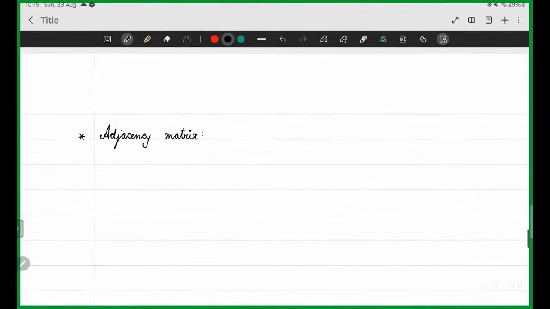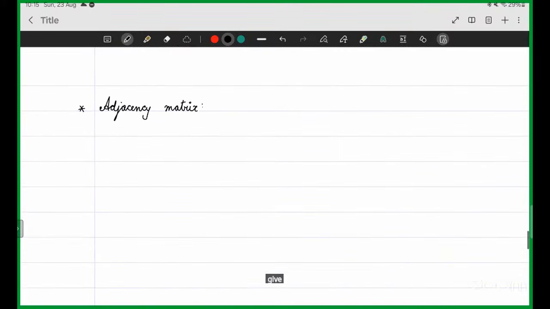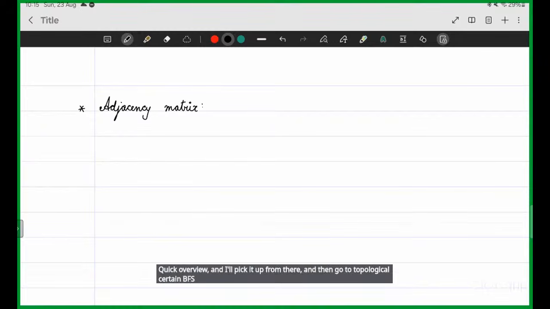All right. So then we'll stop with the adjacency matrix, and I'll give a very quick overview, pick it up from there, and then go to topological sort and BFS, DFS quickly in what is supposed to be a doubt session. We'll do this and then take doubts. All right. So on Tuesday.